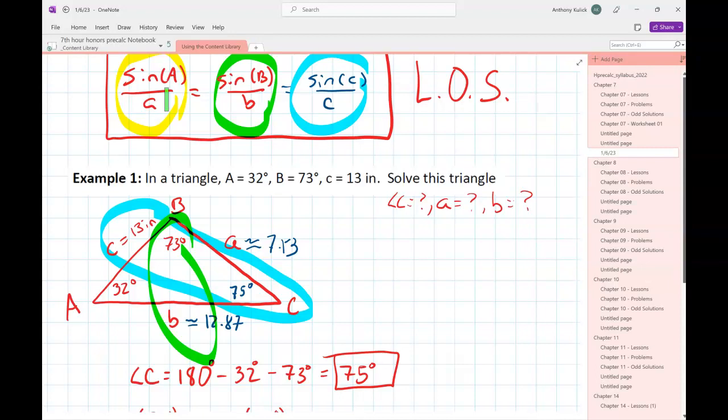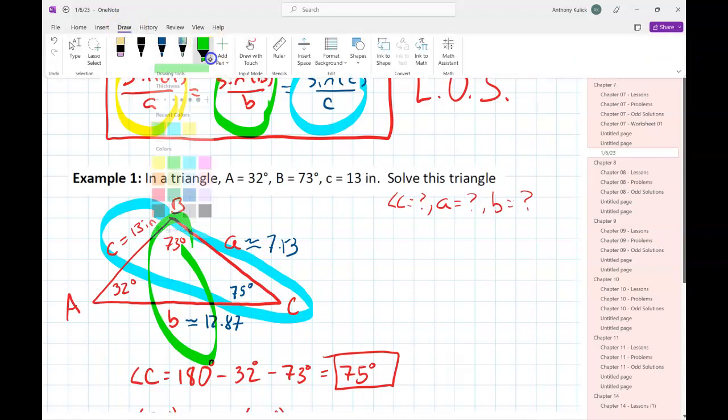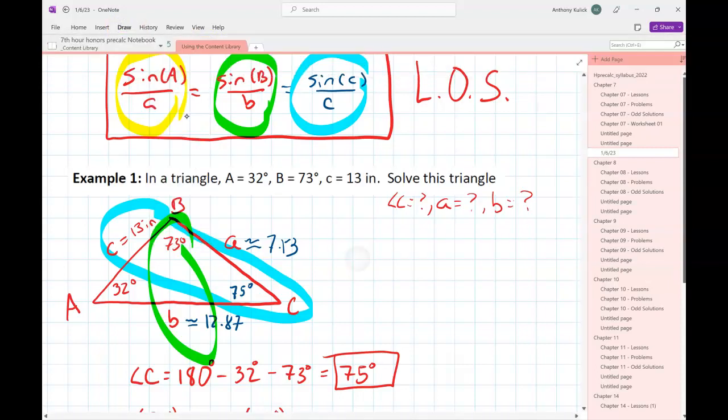The middle side should be opposite the middle angle. That's what I'm seeing with 12.87 opposite the 73. And the smallest side should be opposite the smallest angle. That's what I'm seeing there. Is this a 100% check? No. But if you royally screw something up, this will catch it.